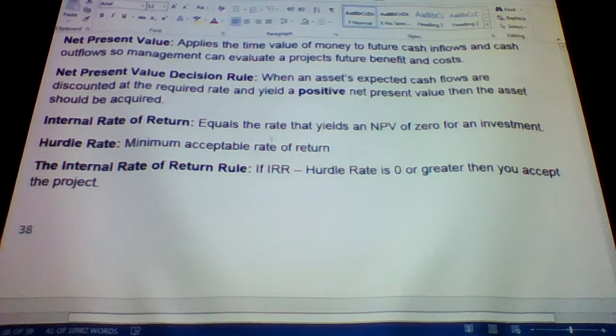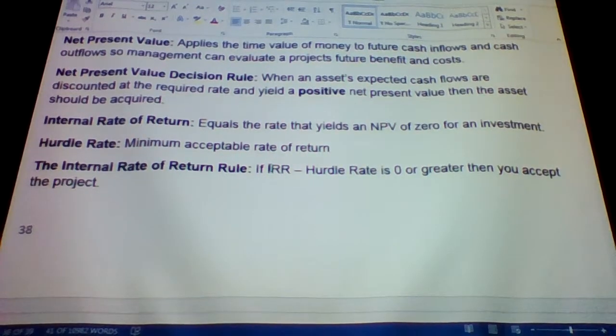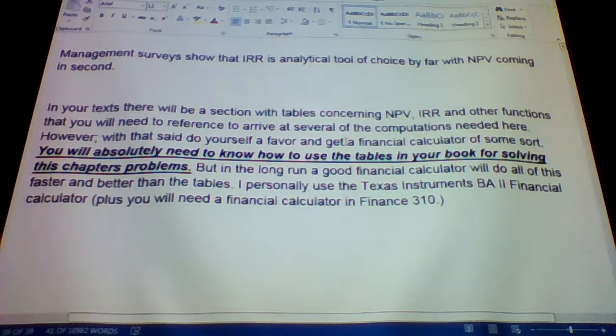So say here we've got a hurdle rate of 8% and our internal rate of return is 8.5%. So that means we have 0.5%. Going by the internal rate of return rule, we should take that investment. So that is what they use that for. Now, I'm going to go down here to this. Management surveys have shown that IRR is by far the analytical tool of choice by about a 4-to-1 margin.